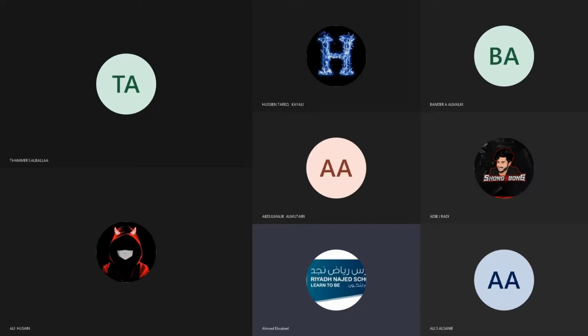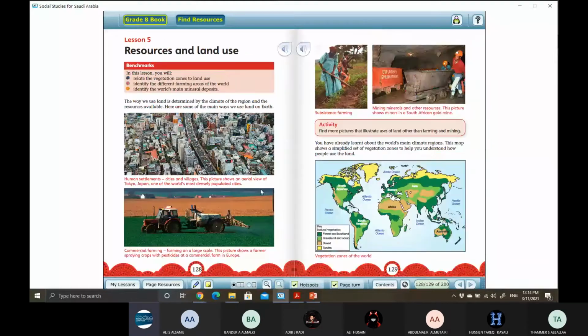All right, boys. So we have started the first session by speaking about the resources and also the land use. We have spoken about that we have many resources in our country and also in the world. There are several types of resources. Those resources are divided into two types: renewable resources and non-renewable resources. The renewable resources, we say, can become new and they never end. The non-renewable ones are like the minerals, which once you consume them, they will never be renewed again.